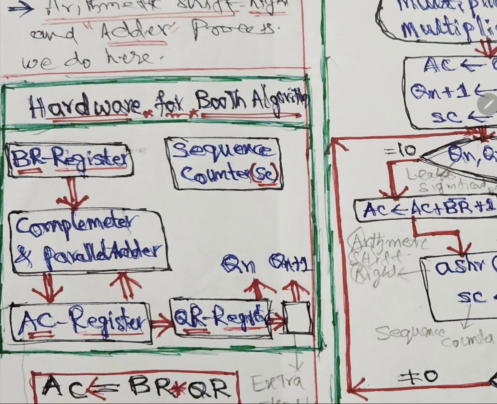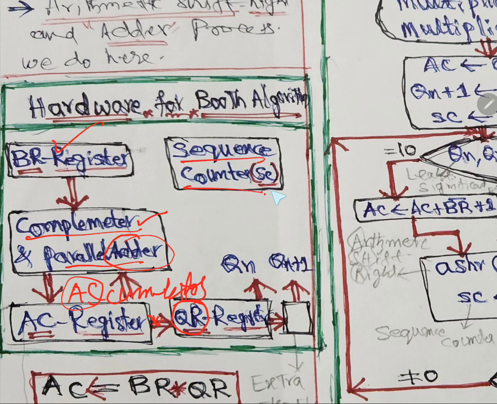BR register, I'll put a red mark. The BR register holds the multiplicand. Next it will be changed into its complement and go to a parallel adder. Parallelly it will be added, and that will be stored in the AC register, the accumulator. AC is one type of register. This is a temporary register that holds the product value. Then that goes to the QR register. QR has the multiplier. These two will be multiplied and the result will be given.